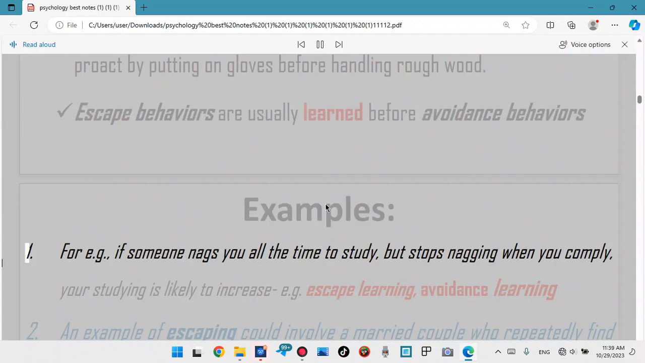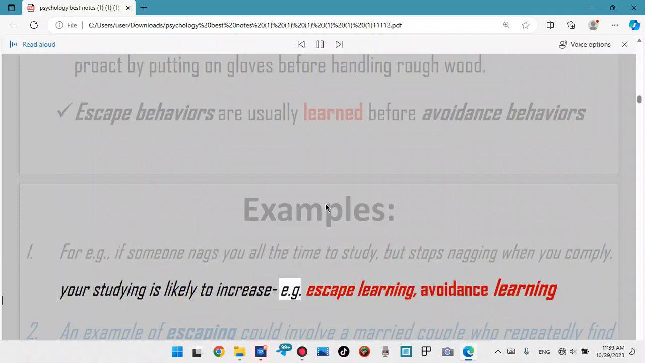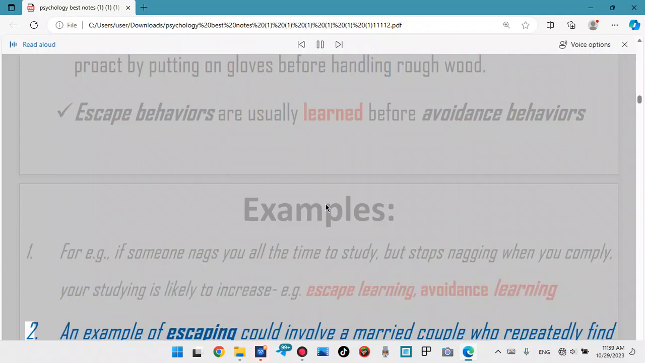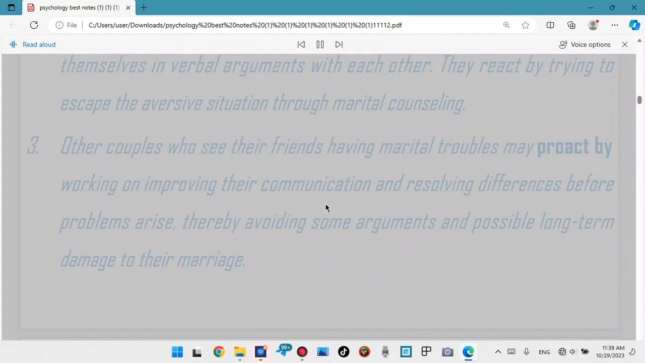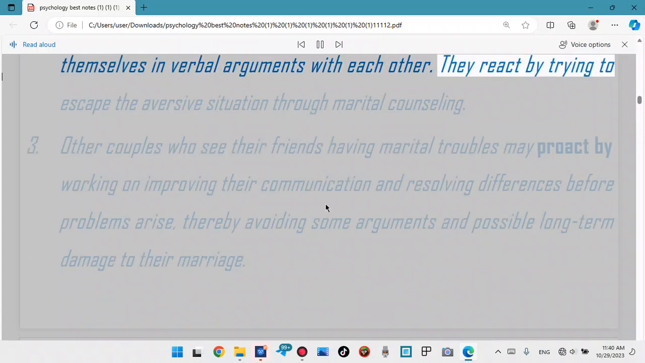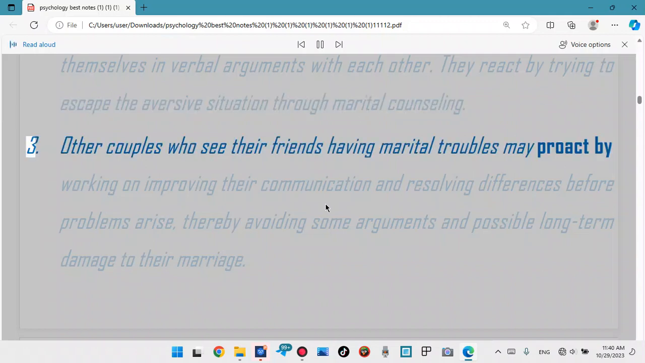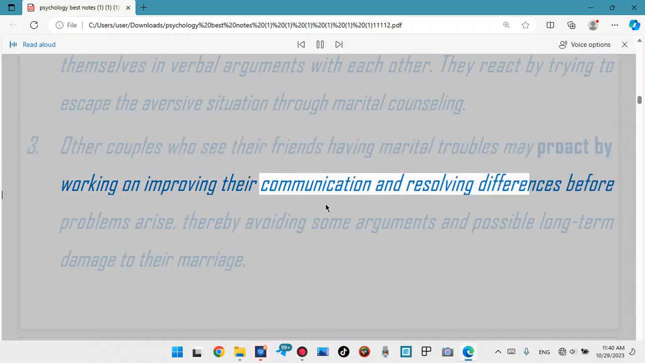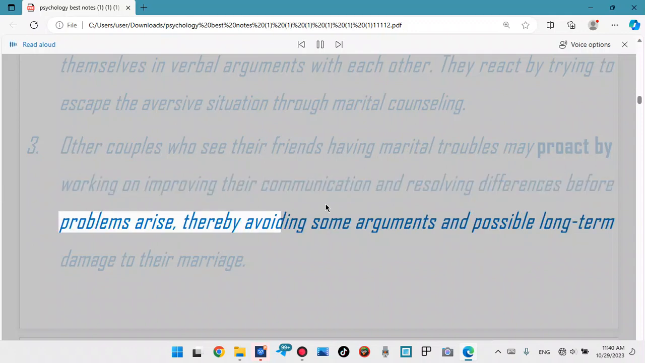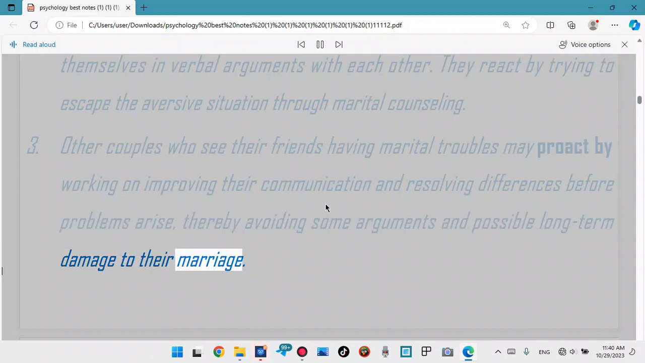Examples. 1. If someone nags you all the time to study, but stops nagging when you comply, your studying is likely to increase, that is, escape learning, avoidance learning too. 2. An example of escaping could involve a married couple who repeatedly find themselves in verbal arguments with each other. They react by trying to escape the aversive situation through marital counseling. 3. Other couples who see their friends having marital troubles may proact by working on improving their communication and resolving differences before problems arise, thereby avoiding some arguments and possible long-term damage to their marriage.